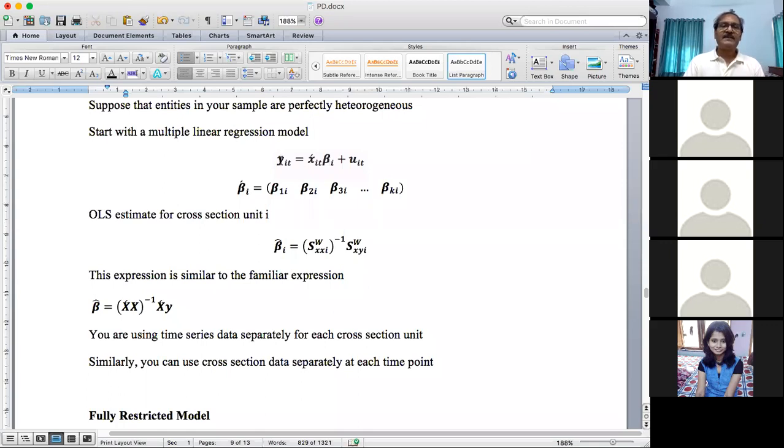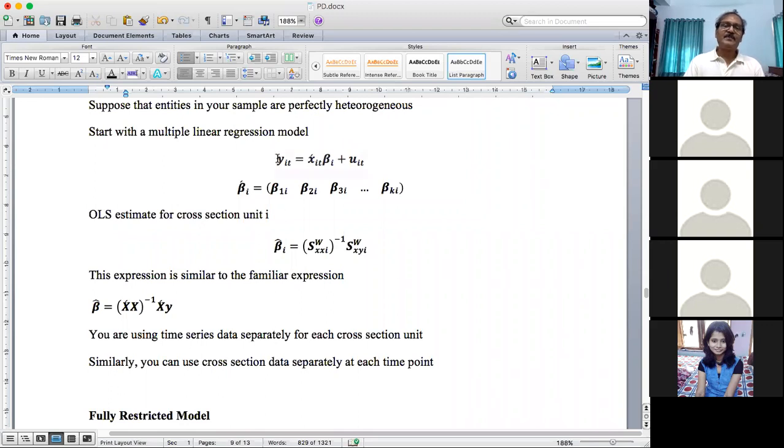So this kind of model is called a fully unrestricted model, in the sense that all cross-section units, i equal to 1 to n, are assumed to be heterogeneous. For that reason, we are estimating the regression coefficient separately for each cross-section unit.